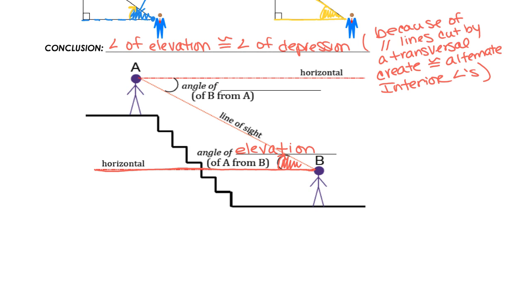The person at the top of the stairs here, person A, is looking straight out. To look down at the person at the bottom of the stairs, they have to look down that amount. And because they're looking down, this is the angle of depression. Those two angles have equal measures because they are alternate interior angles and the two lines of sight are parallel lines. All right. Let's go ahead and try some problems on the backside.